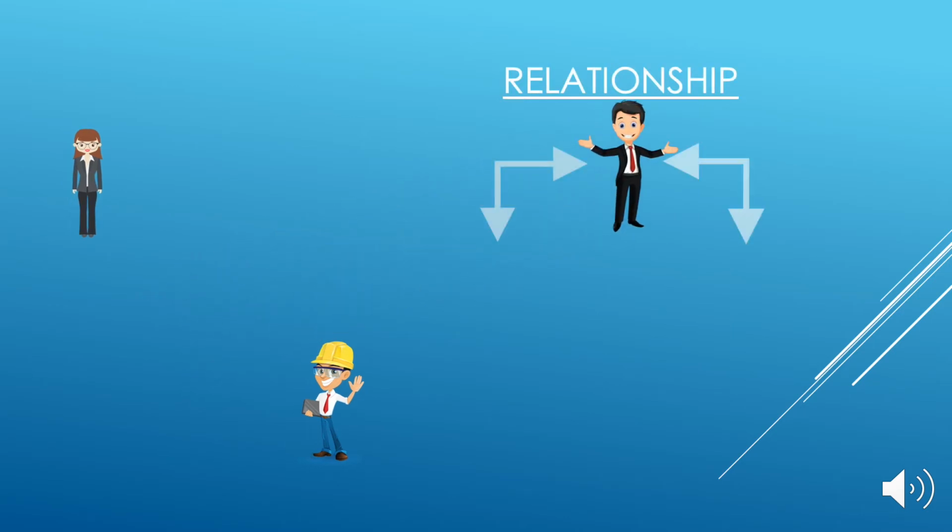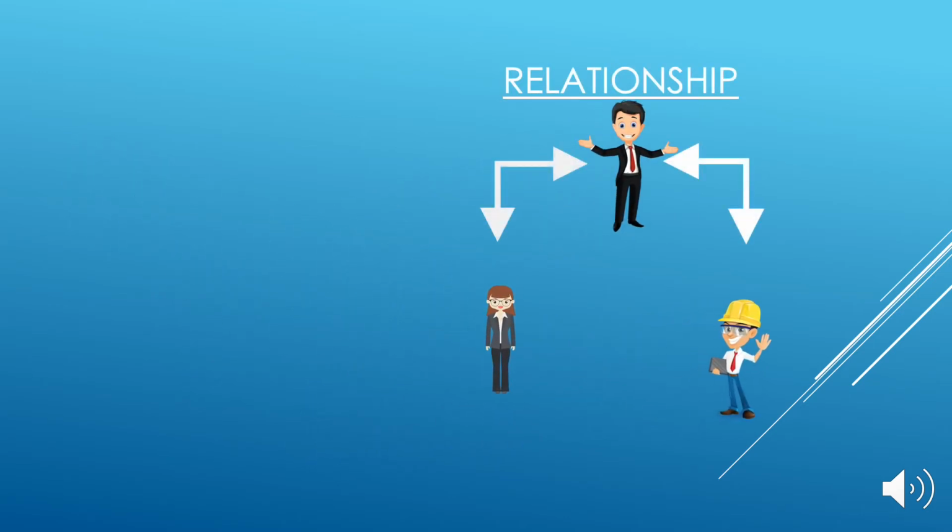The owner will only have a direct relationship with the contractor and the architect. The architect and contractor will have an indirect relationship between them. Furthermore, the architect will have a direct relationship with the subconsultants, and the general contractor will have a direct relationship with the subcontractors.